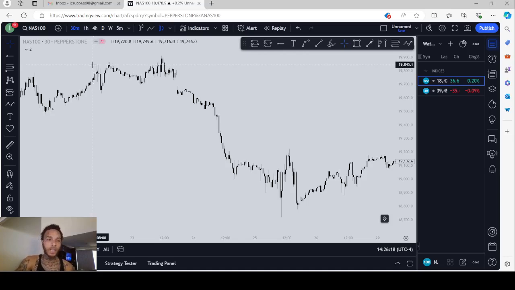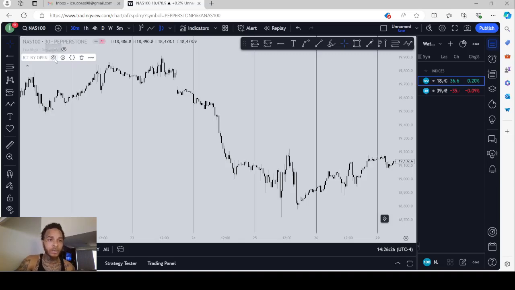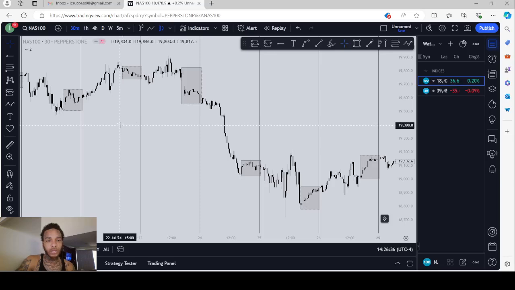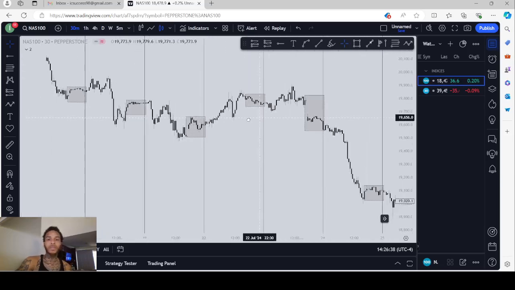You see what I'm saying? And the way I simplify finding that would be to turn on this indicator called the ICT New York Open, as well as this LuxAlgo Sessions, Asia Sessions high and low indicator. It helps me spot those as well. So when I come to the market, I know exactly what I'm looking for.